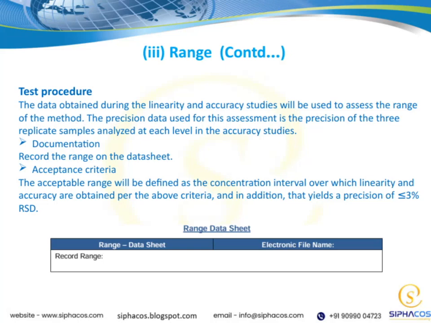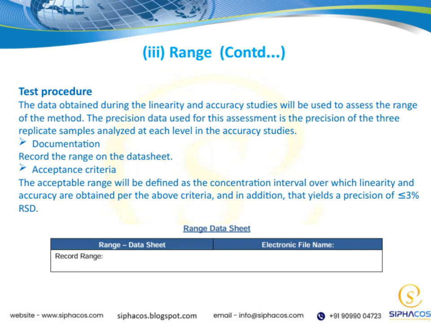Now, let's talk about the test procedure. The data we gather during the linearity and accuracy studies will help us determine the operational range of our method. Basically, we'll look at how well our method performs across different concentrations to ensure it's reliable. The precision data, which comes from analyzing 3 replicate samples at each level during the accuracy studies, is also crucial here. This helps us understand the consistency of our measurements within that range.